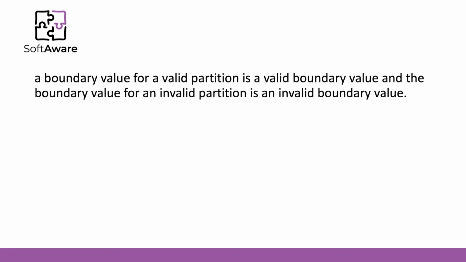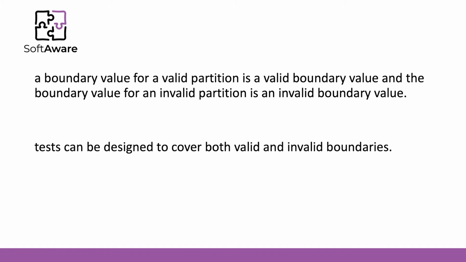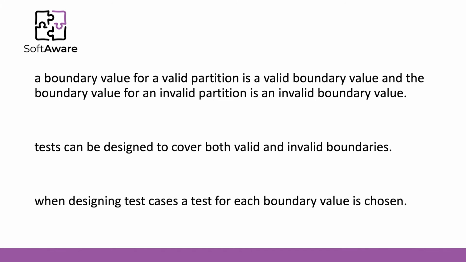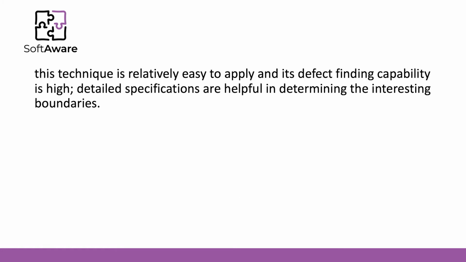A boundary value for a valid partition is a valid boundary value, and a boundary value for an invalid partition is an invalid boundary value. Tests can be designed to cover both valid and invalid boundaries. When designing test cases, a test for each boundary value should be chosen. This technique is relatively easy to apply, and its defect-finding capability is high. Detailed specifications are helpful in determining the interesting boundaries.